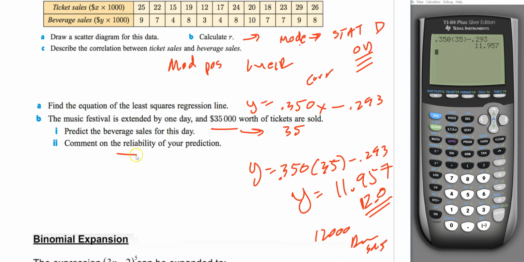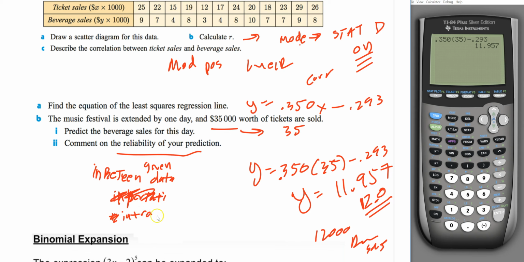Now, the reliability of prediction. So a couple things here, right? If it's in between your given data, it's called interpolation. That's usually a good estimate. Now it's not 100% because it all depends on the R. Like my R here is pretty moderate, so either way, it's not gonna be the greatest.